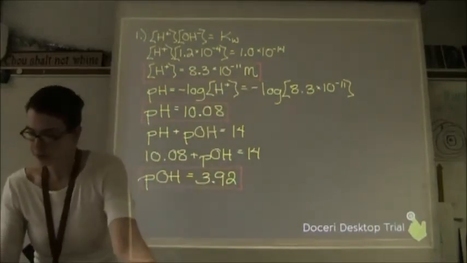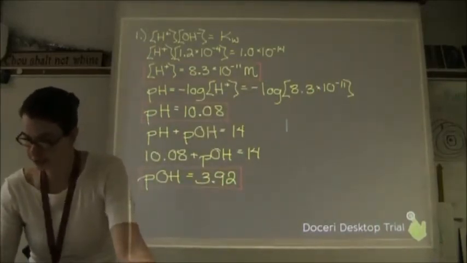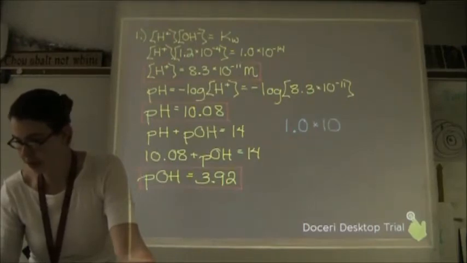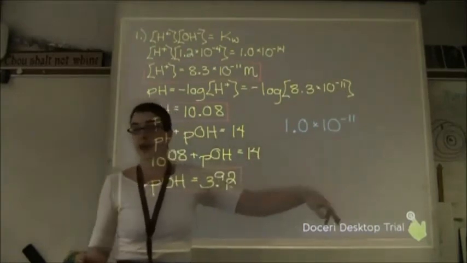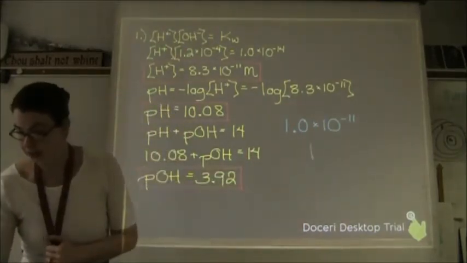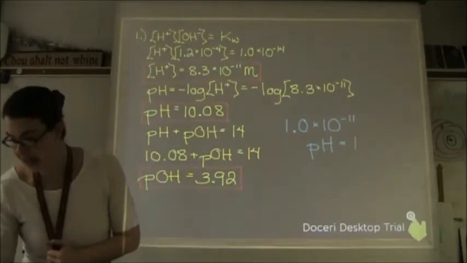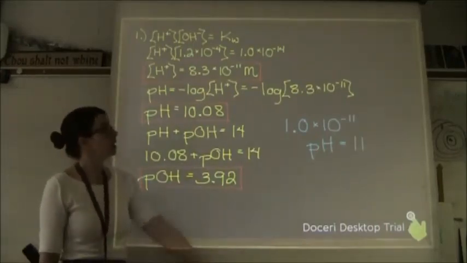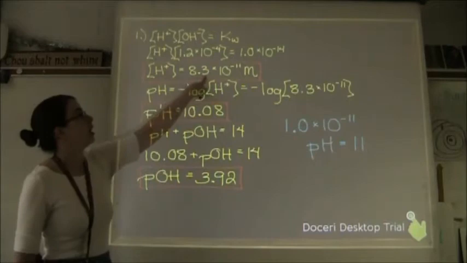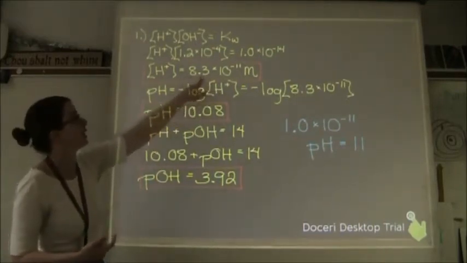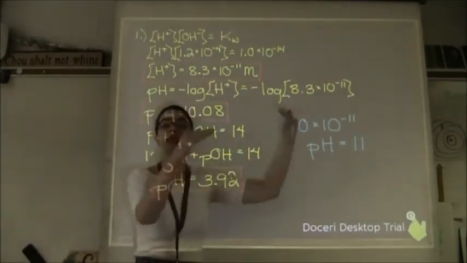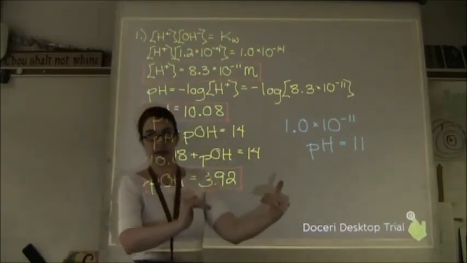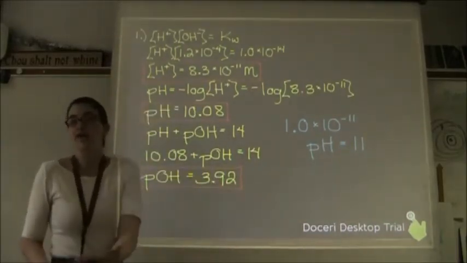Let me show you. If you had a number like 1.0 times 10 to the negative 11th, and you took the negative log of this number, you would get a pH of exactly 11. This is a number greater than 1.0, which in logarithms is going to translate to my answer being slightly below the number 11. Now, how far below?